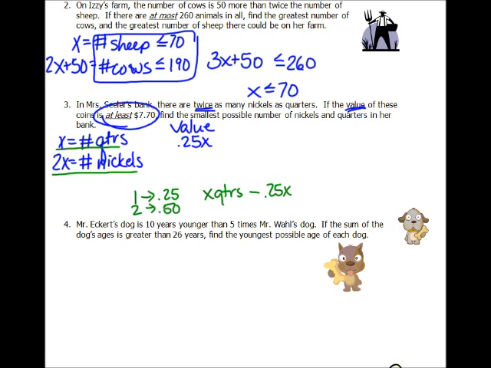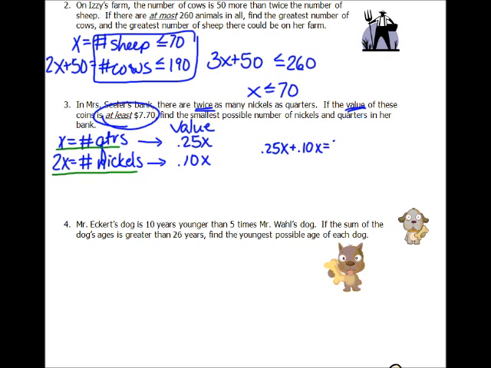And the value of 2x nickels, well, you kind of have to think about the value of the nickel. It's 5 cents, right? So if I have 2x nickels, what do you think the value would be? It's going to be 0.10x. So I'm going to say 0.25x plus 0.10x equals $7.70. Now I'm going to multiply this whole thing through by 100 to get rid of all of those decimals. So I would get 25x plus 10x equals 770.